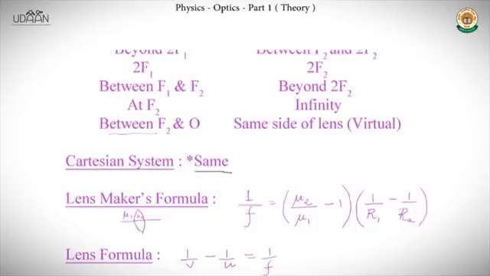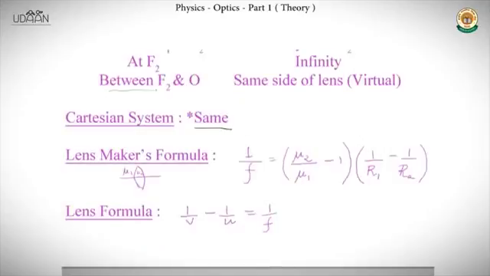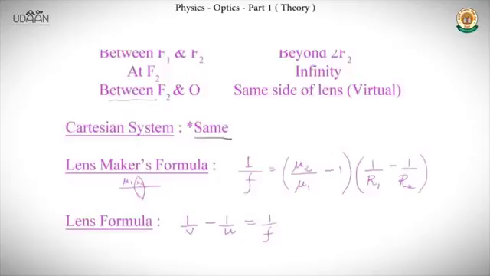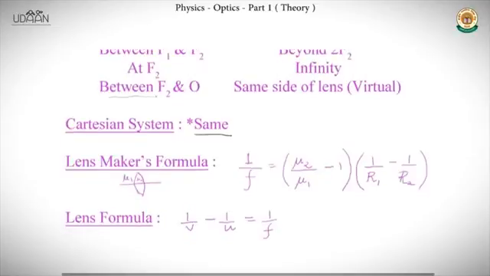The lens maker's formula states that 1 by the focal length of the lens is equal to mu2, which is the refractive index of the lens, by mu1, which is the refractive index of the medium in which the lens is placed, minus 1, into 1 by r1, the radius of curvature of one side, minus 1 by r2, the radius of curvature of the other side. Now we move to the lens formula, which states that 1 by v minus 1 by u is equal to 1 by f. Now remember, in every formula that we have dealt with, the Cartesian sign system holds, and we have to choose the proper sign for denoting different values.